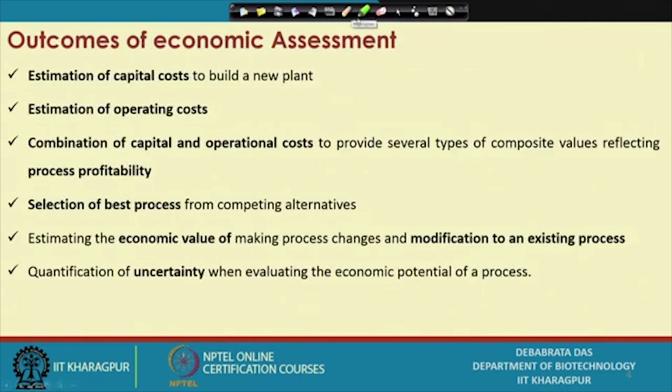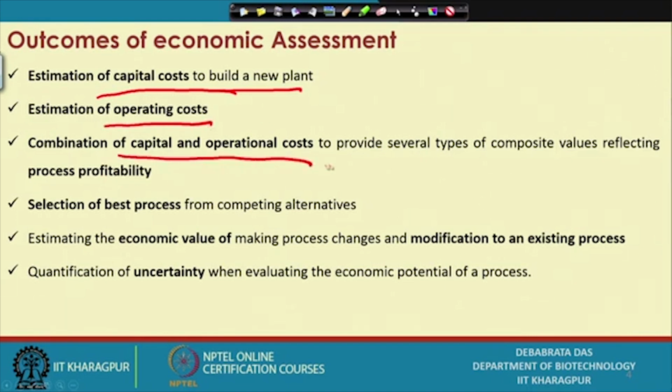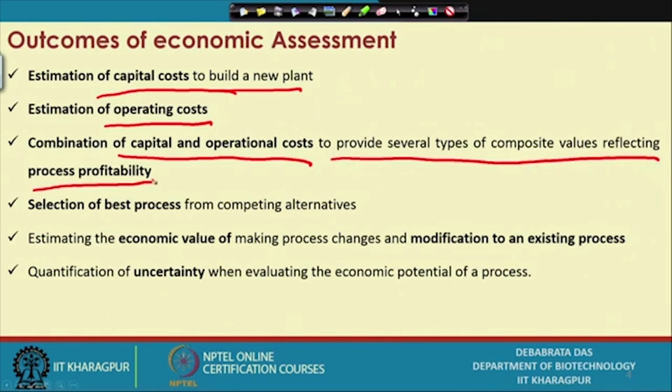Now, the outcome of the economic assessment: the estimation of capital cost, that we shall have to build a new plant; the estimation of the operating cost; and the combination of capital and operating cost to provide several types of composite values reflecting the process profitability. When you make any capital investment, we take the money from the bank, and then we have two things: principal as well as interest. Both you have to pay per month, and you have to add that to the operating cost, and then match it with your cost of the product.